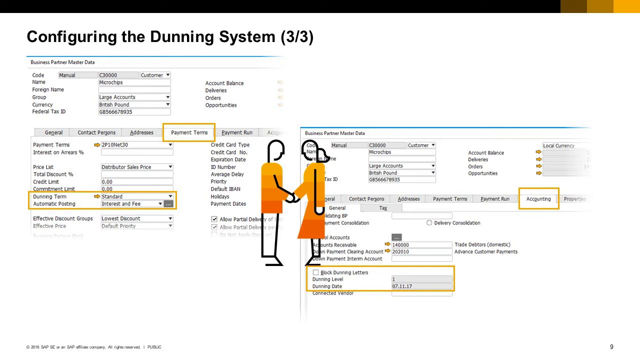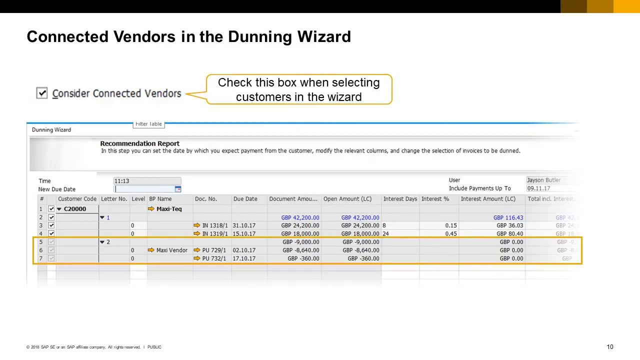After running the Dunning wizard, you can also track the last level of Dunning letters in the Accounting tab of the Master Data. SAP Business One can display open transactions of connected vendors in the Dunning wizard recommendation report. When Maria, the accountant, runs the Dunning wizard, she also considers the debts of OEC Computers to connected vendors before sending Dunning letters.